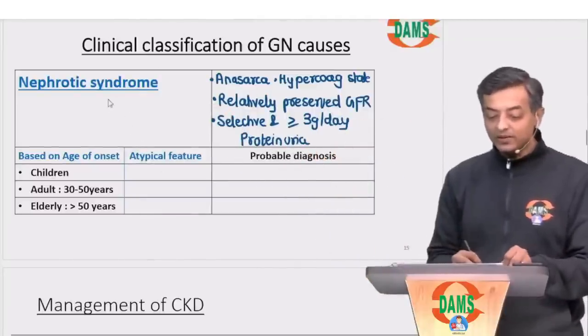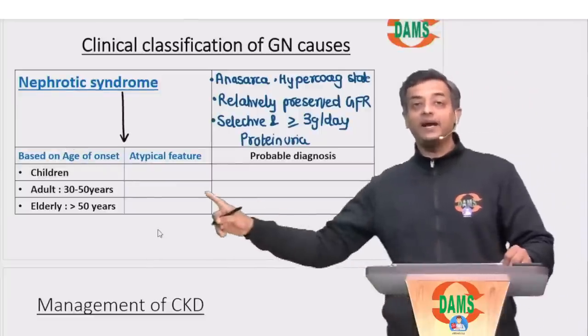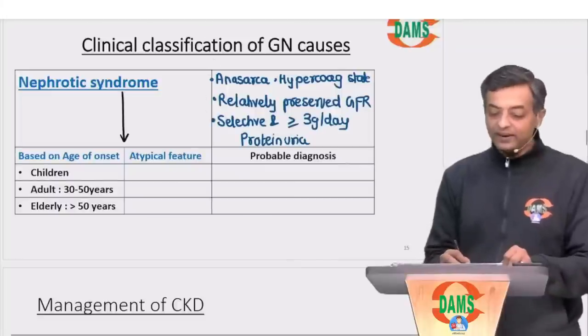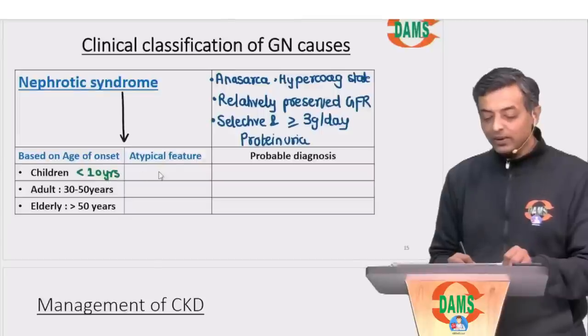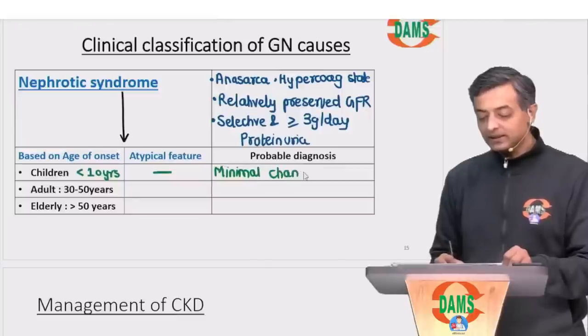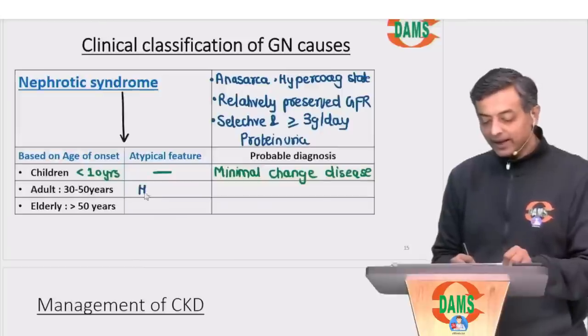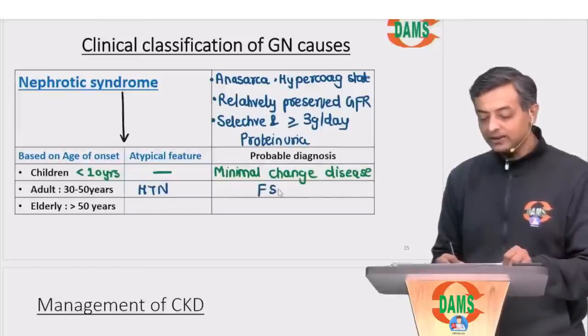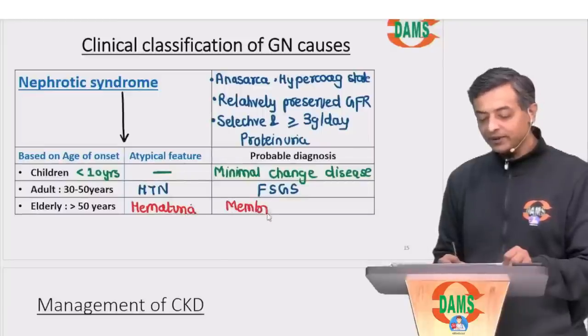In this patient, you will take into consideration two things. One, age of onset. Number two, atypical feature present. When nephrotic syndrome comes in children before 10 years of age with no atypical feature, answer is minimal change disease. Drug of choice, steroid, you know. When the nephrotic syndrome comes in 30 to 50, additional symptom hypertension, answer is FSGS. Elderly patient coming with hematuria, answer is membranous nephropathy.